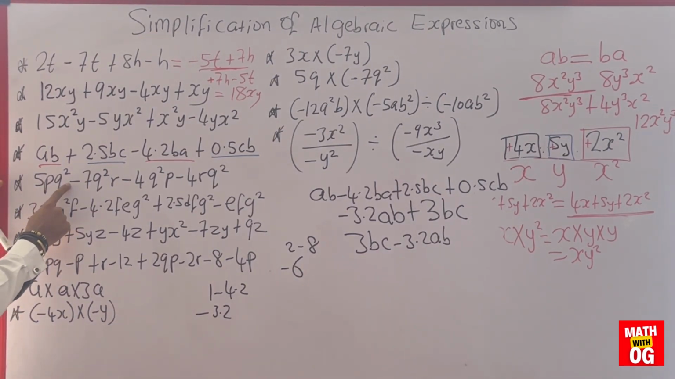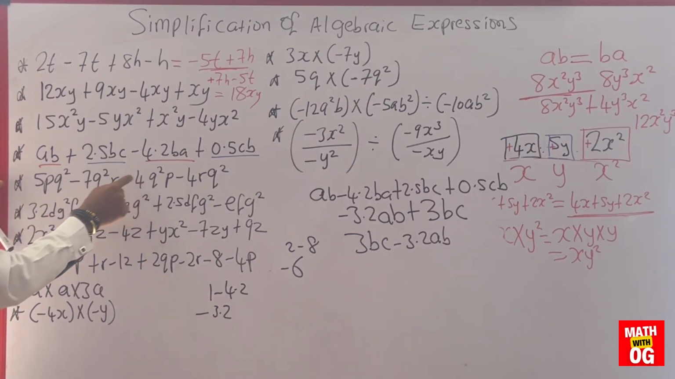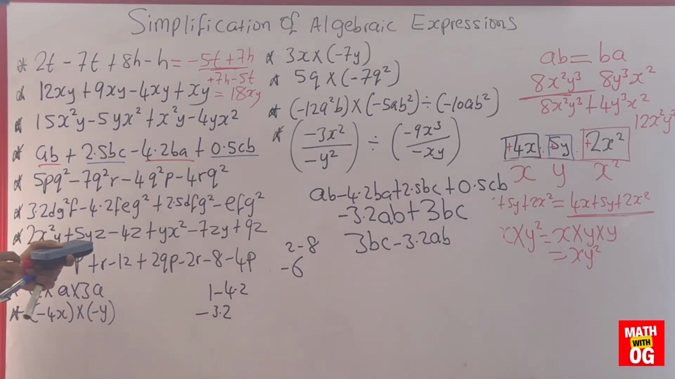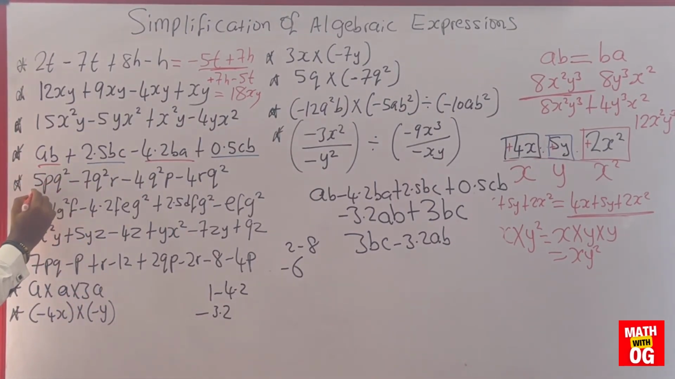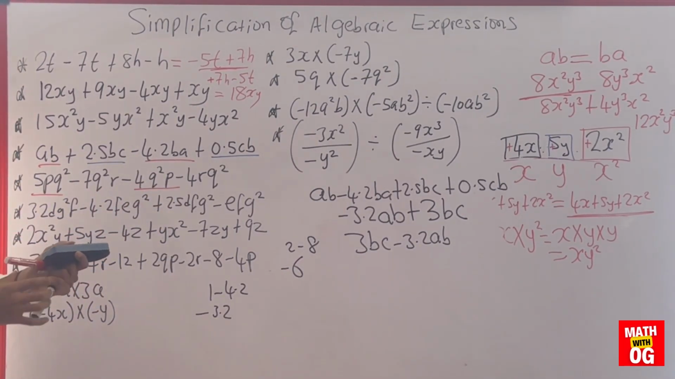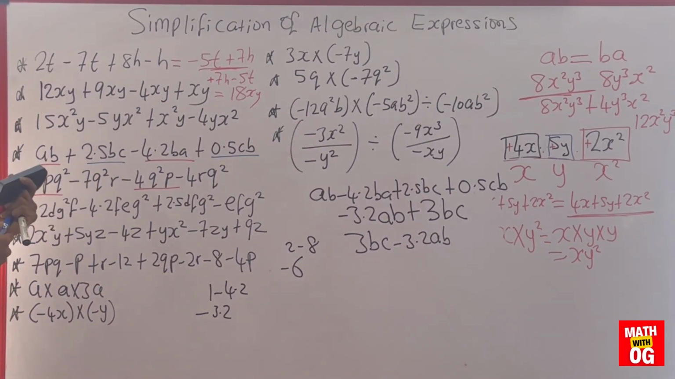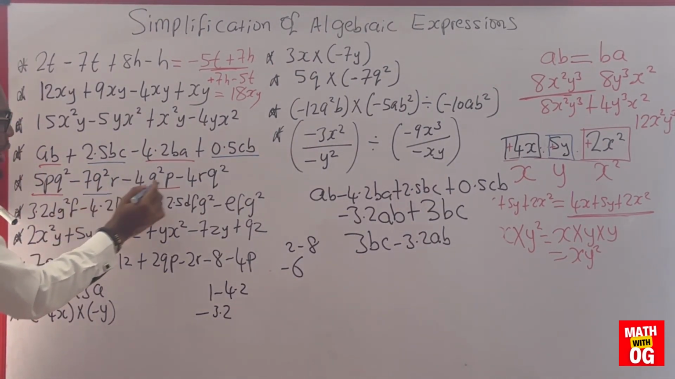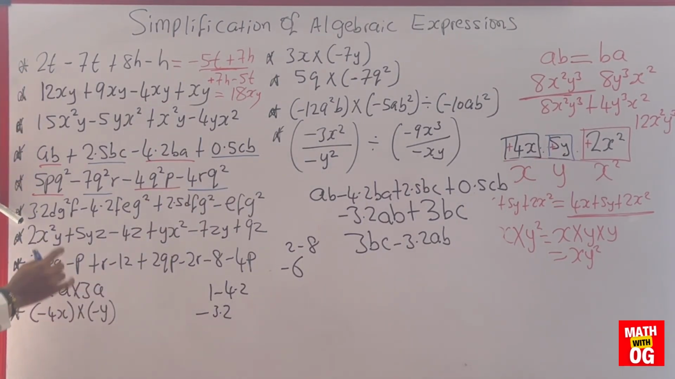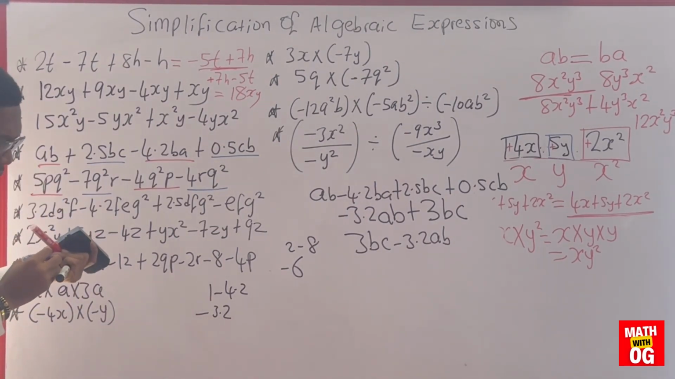We have PQ squared. We have PQ squared. So they are the same. Let me mark them out so that you can see them. This is PQ squared. This is also PQ squared. Now we have Q squared arrow, Q squared arrow. This is Q squared arrow, this is Q squared arrow, and this is Q squared arrow. So we have to add up like terms and also add up the other like terms.